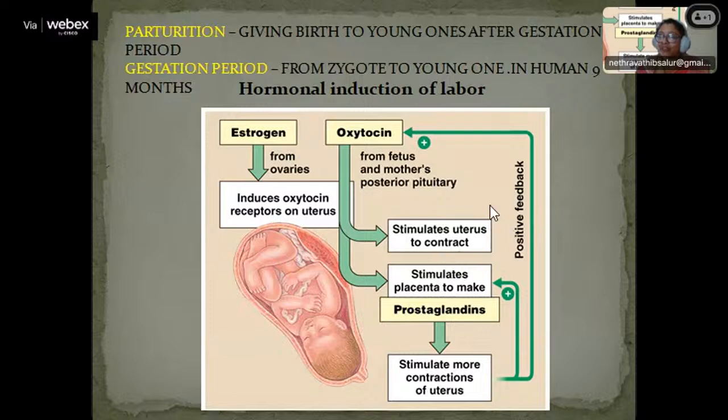Now here you can observe a plus. Plus indicates a positive feedback mechanism. That means here the oxytocin is positively triggering the fetus to come out of the uterus. So once all these actions take place, what happens? The fetus will come out from the mother's body. So this is a very vigorous process which takes place in humans.